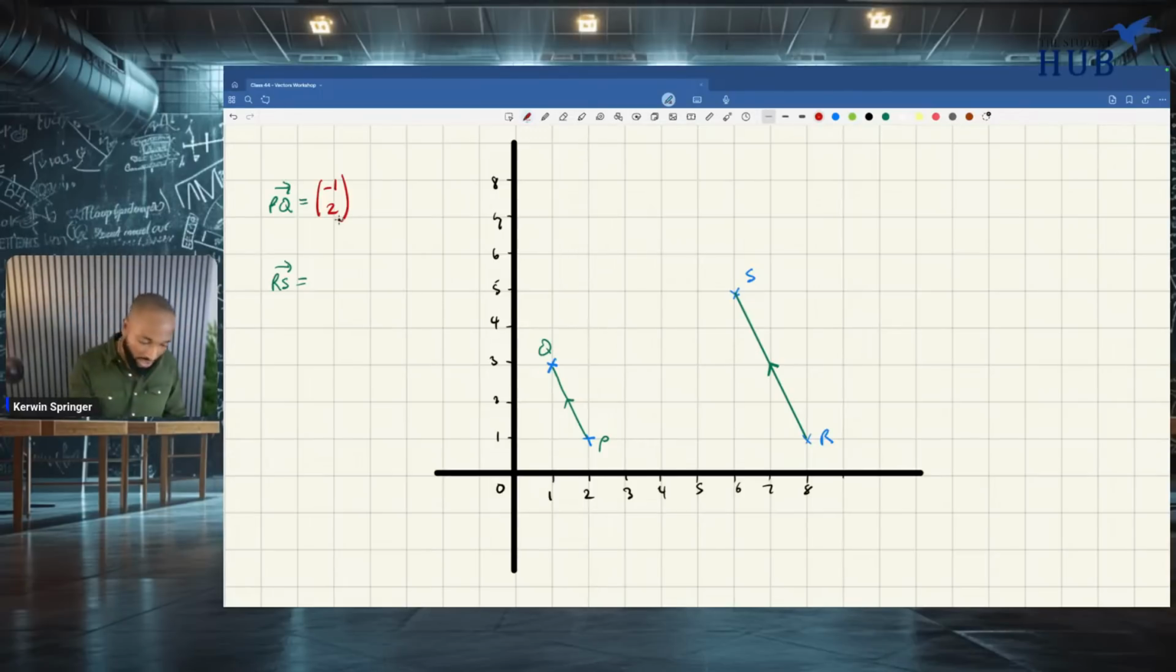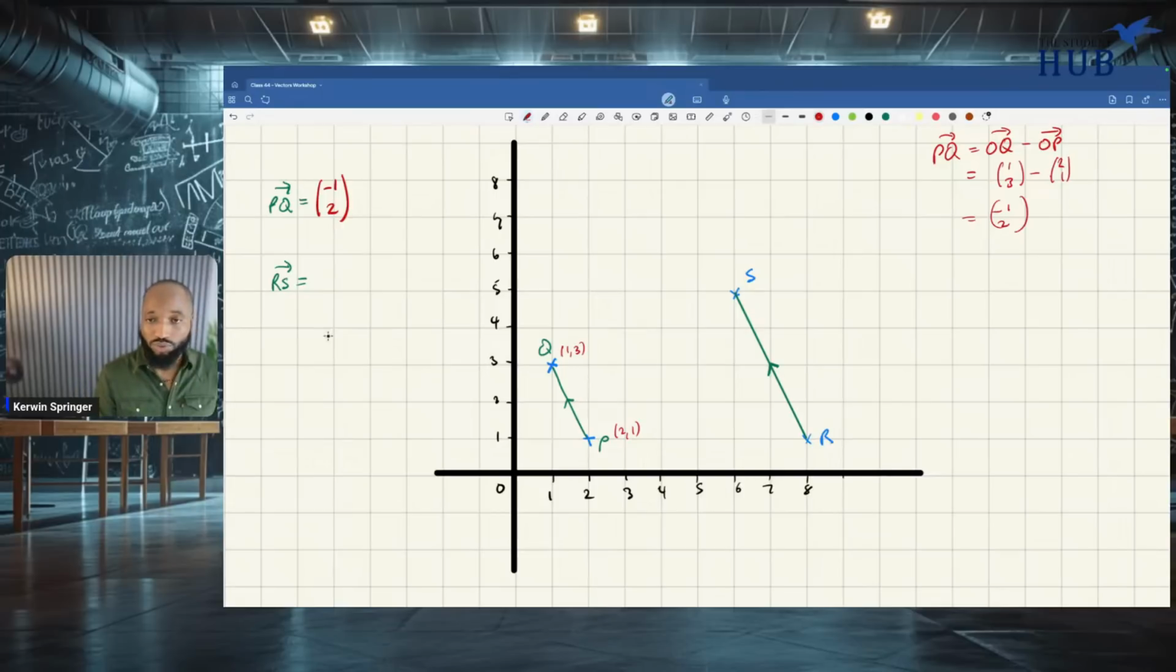If you want to use the triangle, I use the OP and the OQ, and you can figure it out that way too. Maybe you all did that. Maybe you're just doing the whole long thing. OQ minus OP. Just to quickly show you the triangle out. OQ, this is the point 1, 3. So you put 1, 3 here minus P. P is the point 2, 1. So you put 2, 1 here. 1 minus 2 is negative 1. 3 minus 1 is 2. So you get the same negative 1, 2.